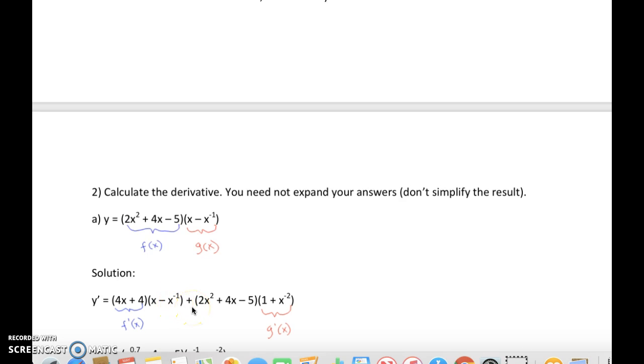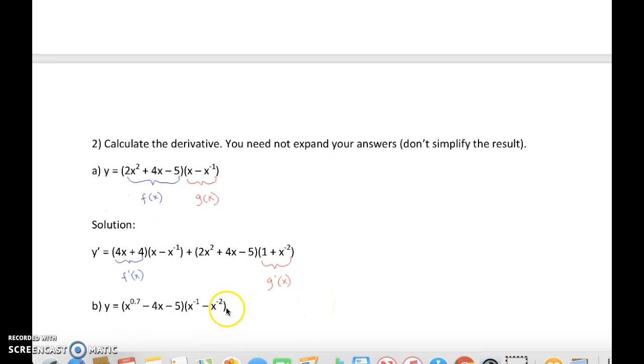And we're going to add it to our f(x), so we have our polynomial 2x squared plus 4x minus 5, times the derivative of our g(x), which is just 1 plus x to the negative 2 power. Notice we didn't try to convert this to a fraction or anything like that. All right, and then let's look at this one here.